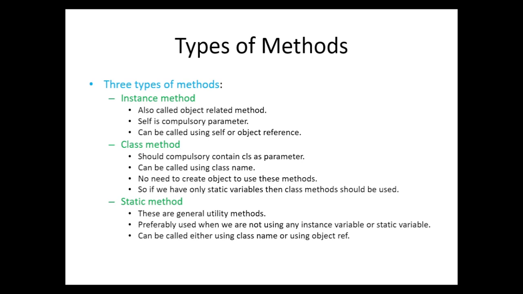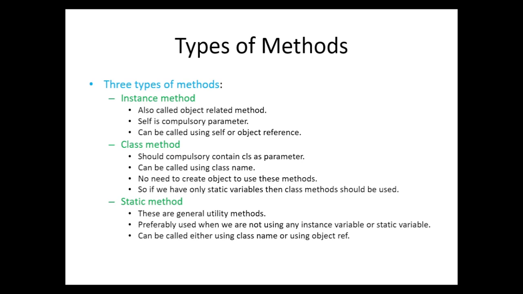The class method should contain CLS as a parameter, and these can be called using the class name only. So there is no need to create an object to use this method. That's why it makes the program more memory efficient and fast, because object creation is a costly process. It consumes memory. So if we have only static variables, then a class method is best to be used.